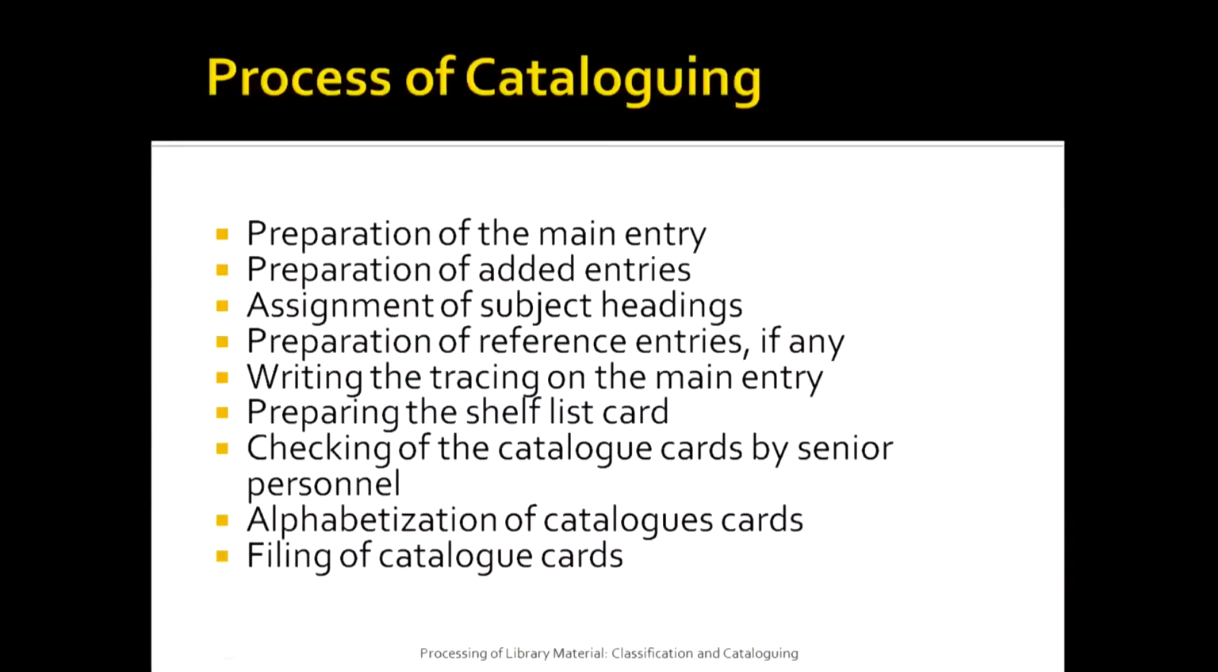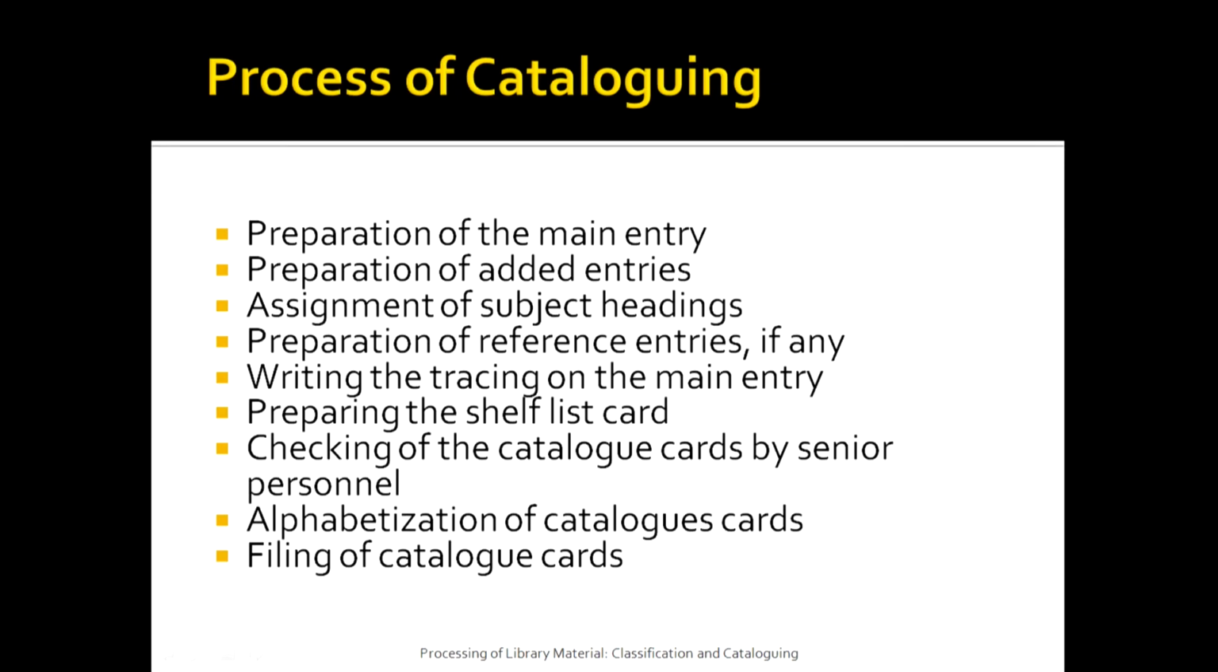In fact, in the modern times, all this has been replaced by the computers. So, anyway, the process of cataloging remains the same, whether manual or by automation. Firstly, preparation of the main entry. Secondly, preparation of added entries. Thirdly, assignment of subject headings. Fourthly, preparation of reference entries if any. Then writing of the tracings on the main entry, and then it leads to preparing the shelf list card.